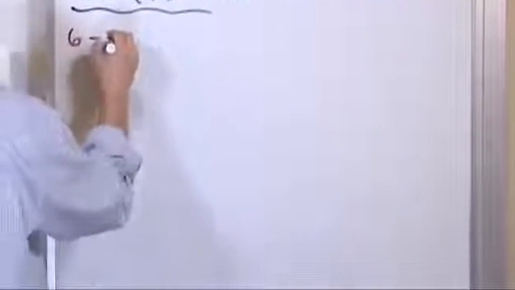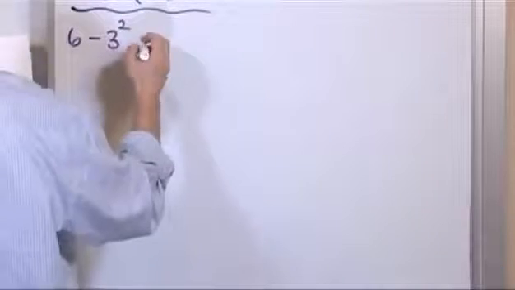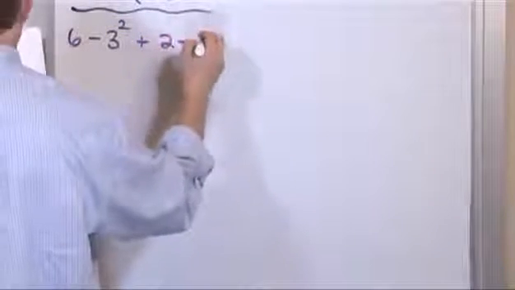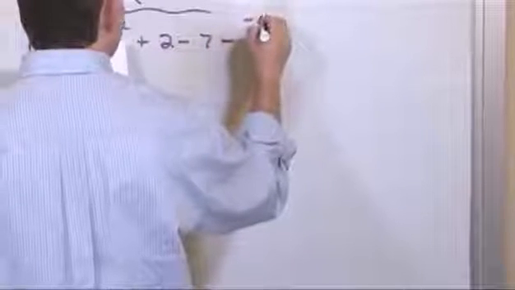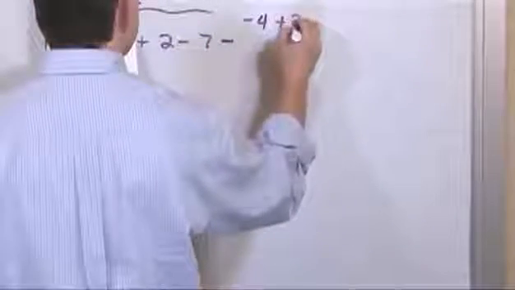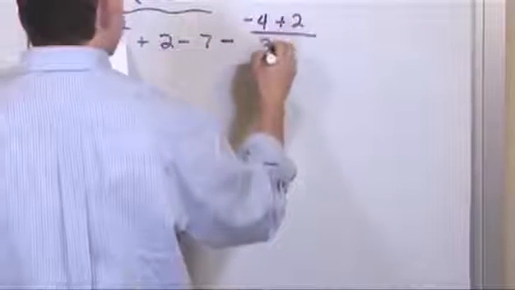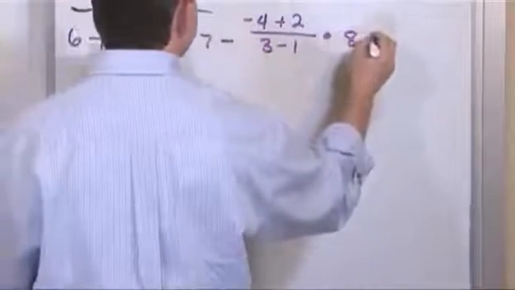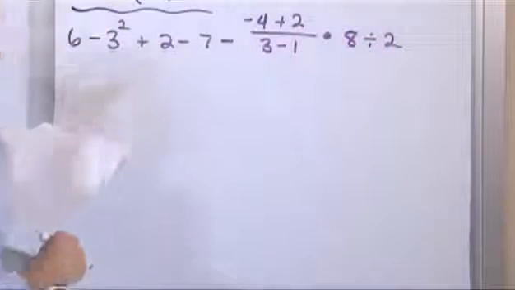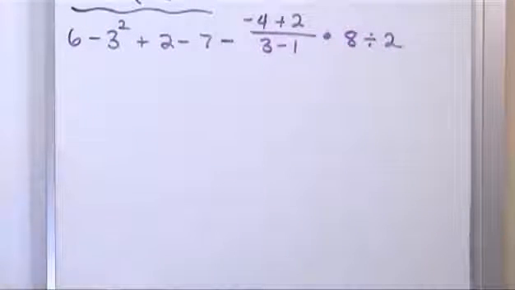6 minus 3 squared plus 2 minus 7 minus, over here we have a fraction, negative 4 plus 2 over 3 minus 1, multiplied by 8 divided by 2. 8 divided by 2. So what we need to do here is really dig down and figure out what we need to do first.